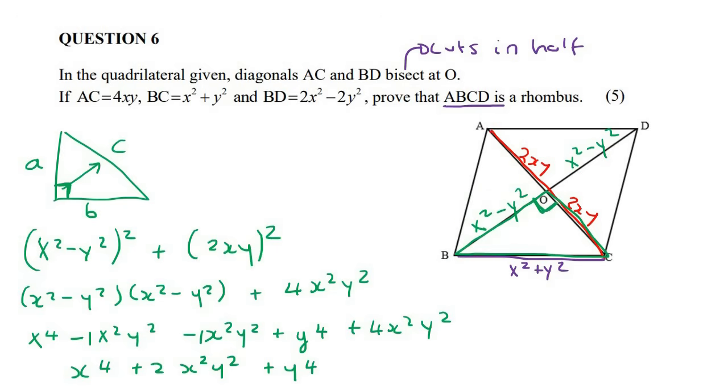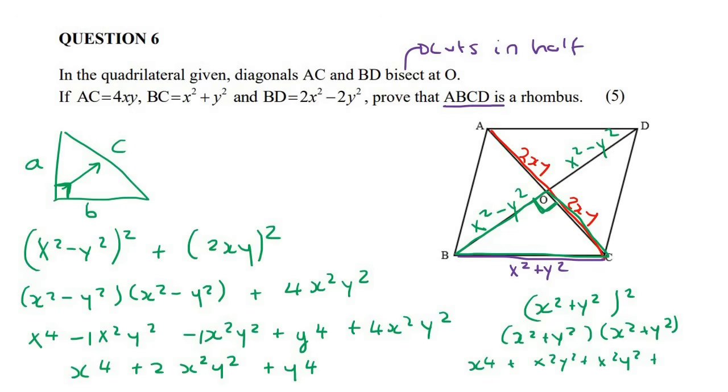To see if Pythagoras works now, I need to get this one and see what that would be squared. So that's going to be x squared plus y squared, and then another x squared plus y squared. That would give you x to the power of 4 plus x squared y squared plus another x squared y squared plus y to the power of 4. Then if you put these two together, that would give you 2x squared y squared. And so what we can see is that Pythagoras is actually working perfectly.